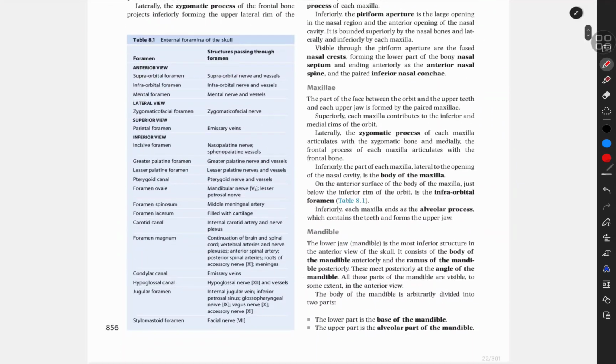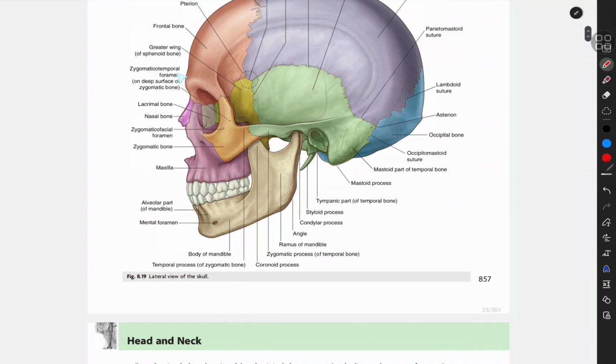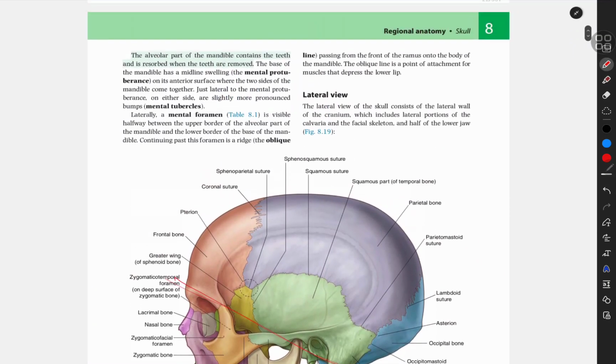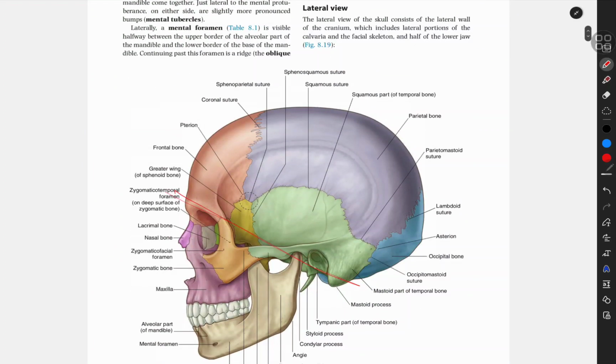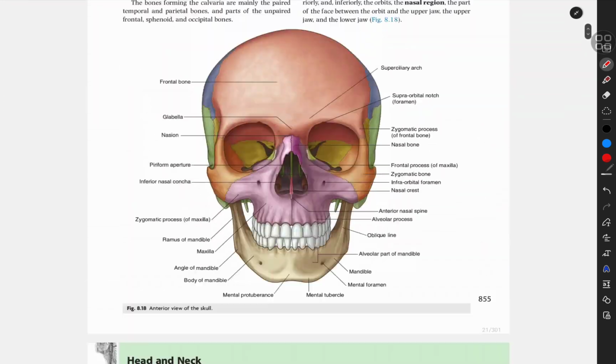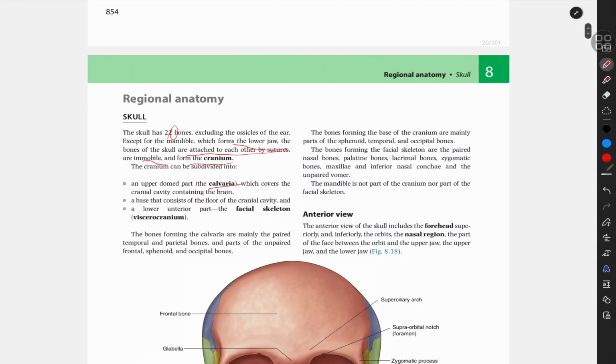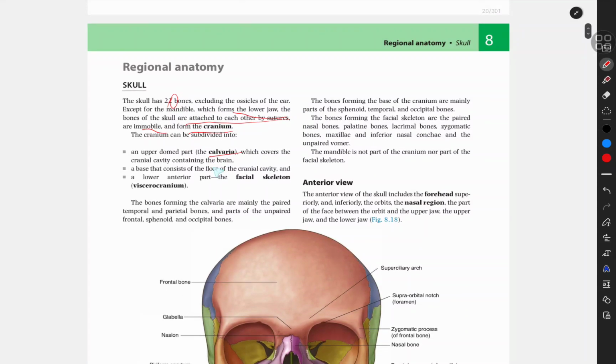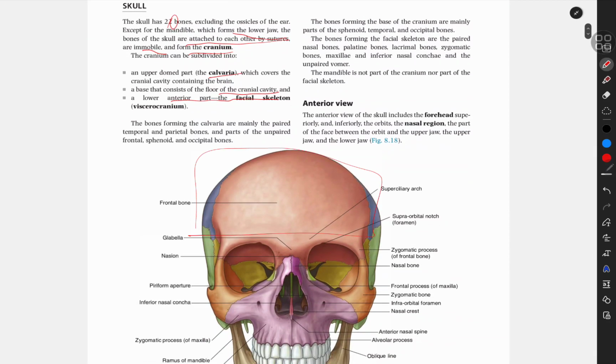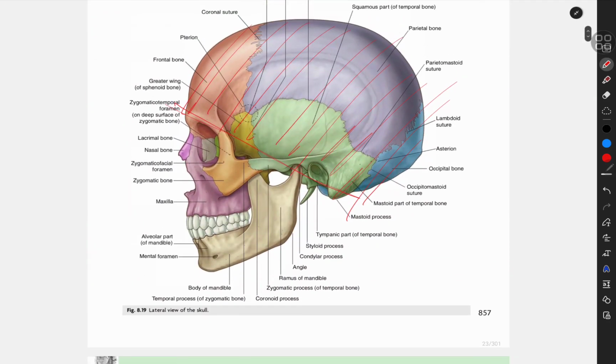So this part is the calvaria, the upper domed part, which covers the cranial cavity containing the brain. Then there is a base that consists of the floor of the cranial cavity, and a lower anterior part, the facial skeleton. So here is the calvaria in the lateral view. This is the base, and this is the viscerocranium, or the face.